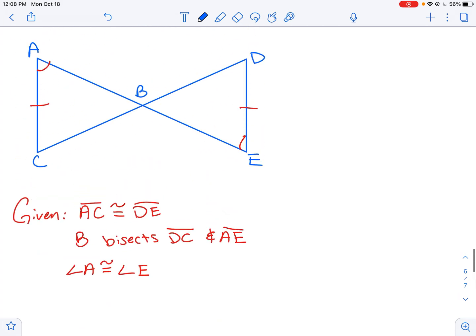Here's a third practice problem you can try. I will post that with my completed notes. That proof will be complete, and you can check your work there if you want to check this answer.